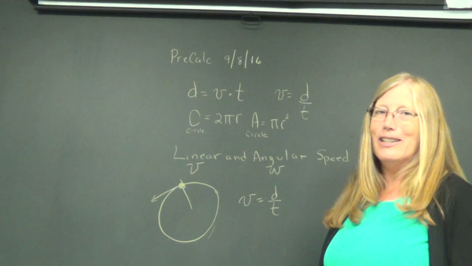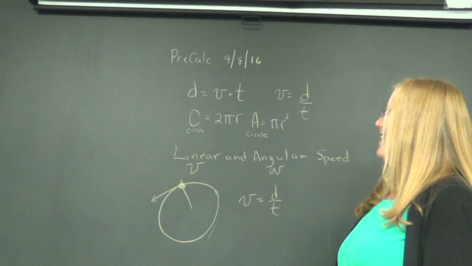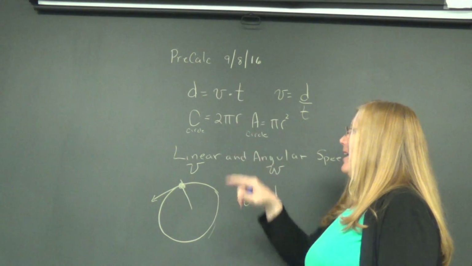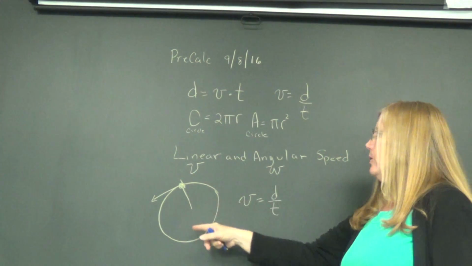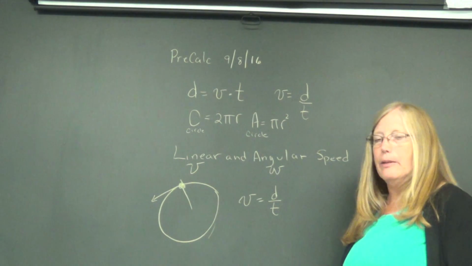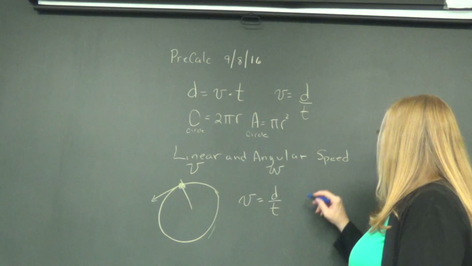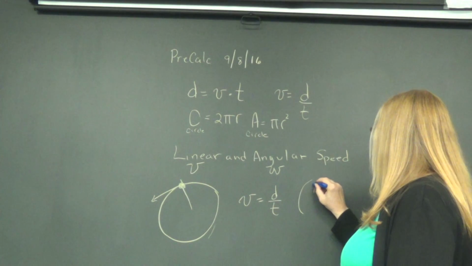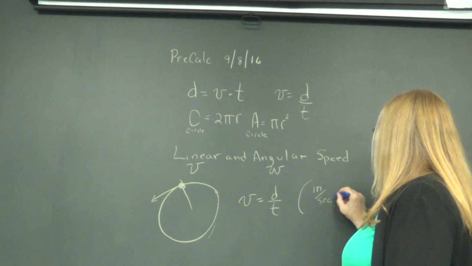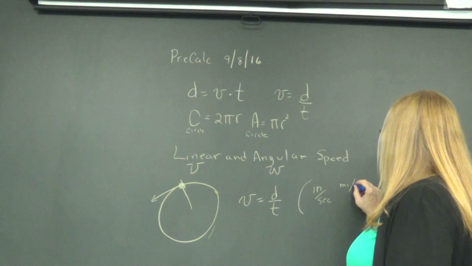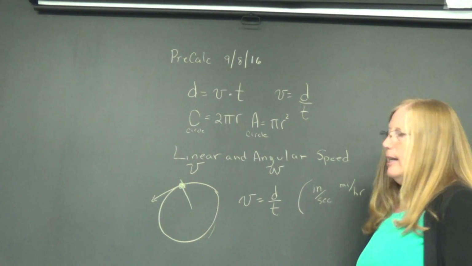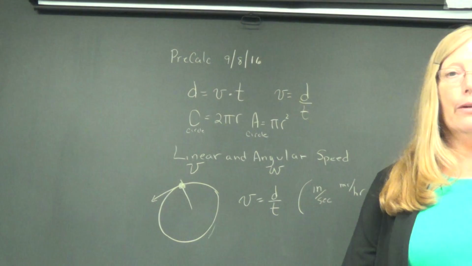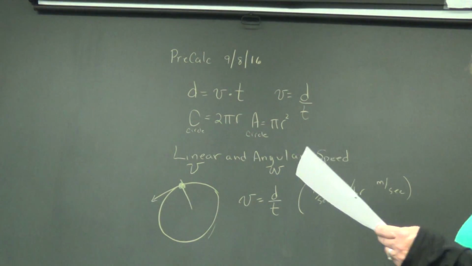sorry, did I not say the r? 2 pi r, go back and change that. I thought I said 2 pi r. Anyway, it's going to be 2 pi r for the distance usually, and the time will be given in the problem. And the results are going to be in units like inches per second, or miles per hour, meters per second, some kind of velocity unit like one of those, depending what is given.